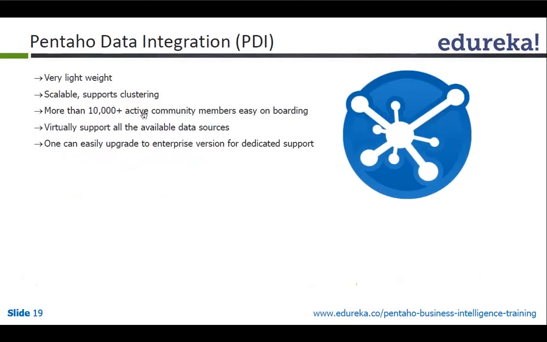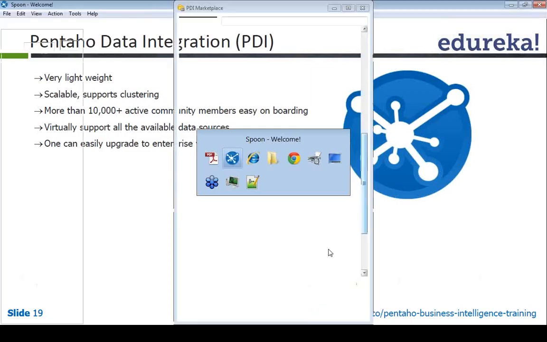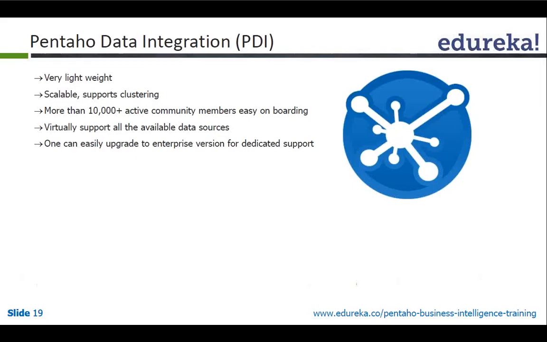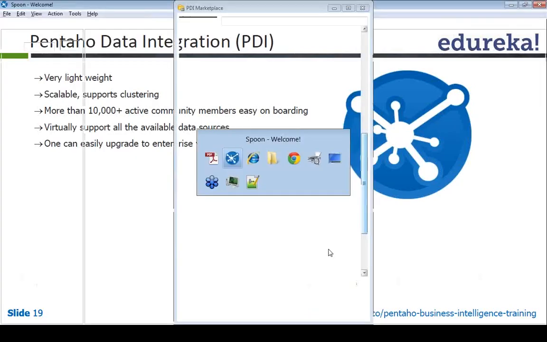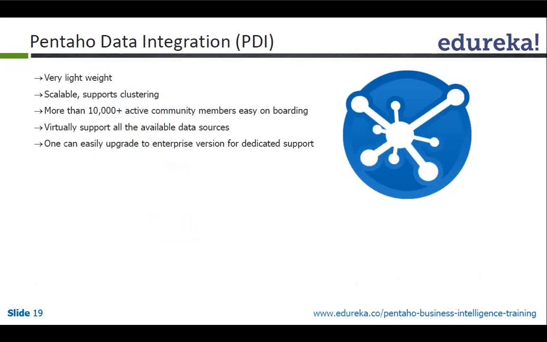So these are a few key features, winning features. Pentaho is lightweight. We are going to study some of it. I'm not sure if there is any example today, but we have seen in a few minutes it has come up. It is scalable and supports clustering. Whatever we are running is the standalone edition, but it has a server edition as well.